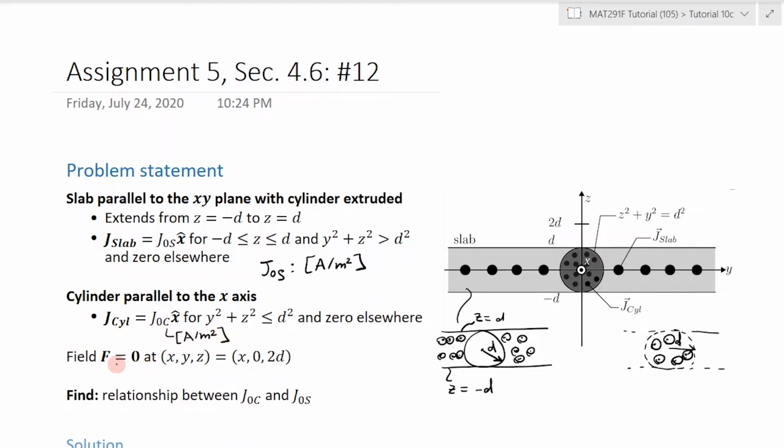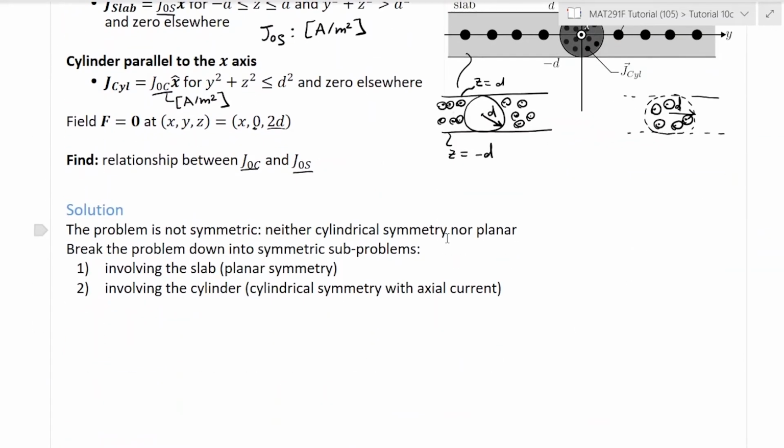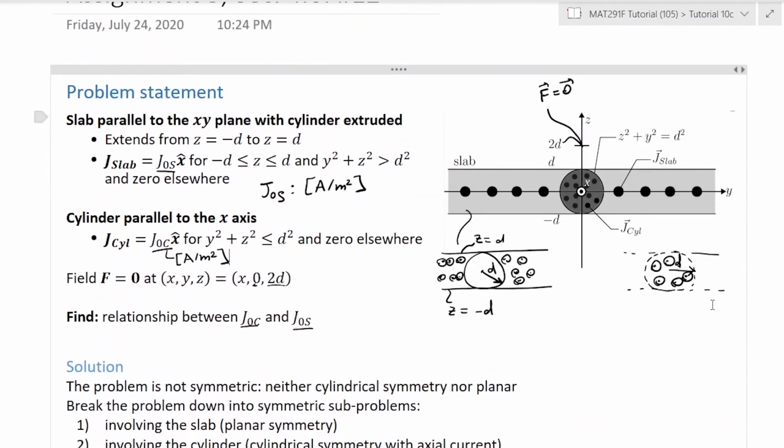You're told that the field F is equal to 0 when y equals 0 and when z equals 2d. This is this point here. So the field F equals 0 at this point, and you're asked to find the relationship between the constants J naught C and J naught S. So this one and this one. The way to do this problem is using superposition. The reason why you have to use superposition is because the problem overall is not symmetric. It neither has cylindrical symmetry nor planar symmetry.